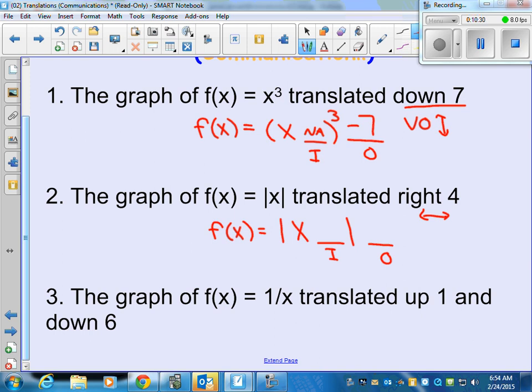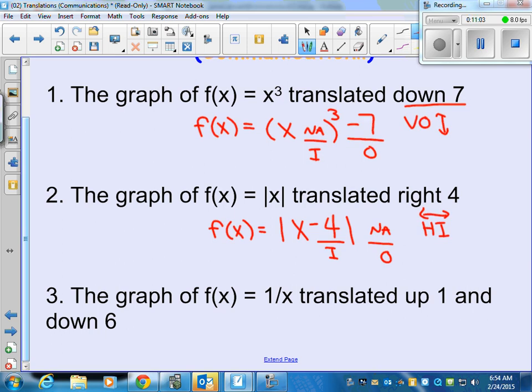Okay, head shake rule tells me that's a horizontal movement. Horizontals are inside, so I know I'm going to put the number inside, and then I have to look at the head shake rule. Right should be positive, but the head shake rule tells me I don't trust what I see. Okay, so it's going to be a -4 on the inside to get the graph to move right 4 places. There's no outside operations here, so I can put the not applicable if it's on Schoology. If you're just writing the equation by hand, you would leave it blank.